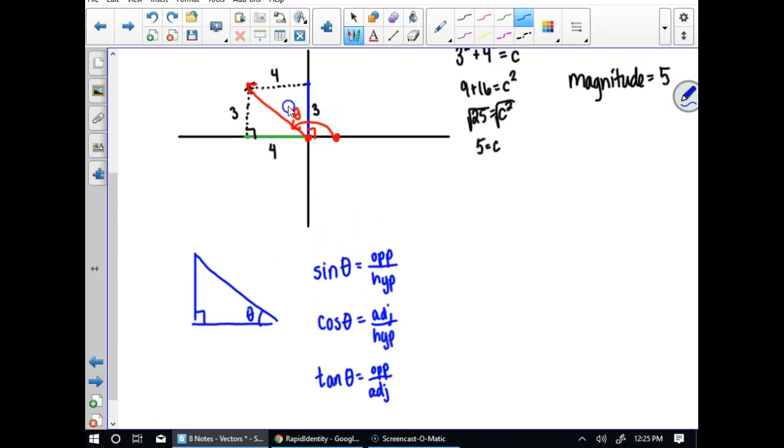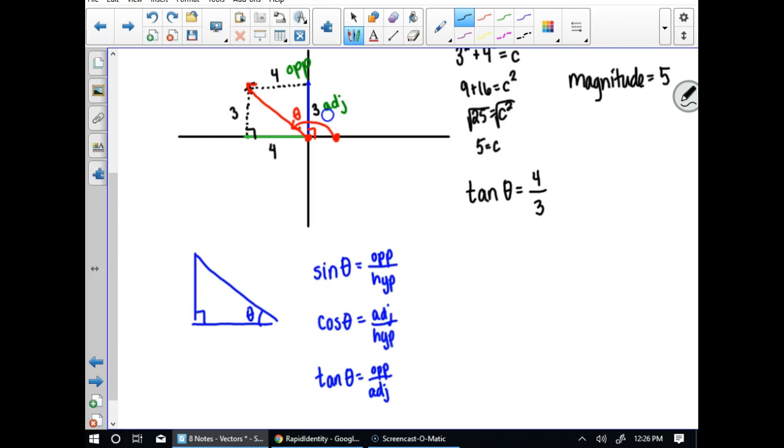So if we look at this triangle right here and we want to find this angle, 4, is that my opposite, adjacent, or hypotenuse? It is opposite. It is across from the angle. It does not touch that angle at all. And 3, is that opposite, adjacent, or hypotenuse? It is adjacent. So if I'm dealing with opposite and adjacent, then I need to use tangent. So I would say tangent of theta equals opposite, which is 4, over adjacent, which is 3.